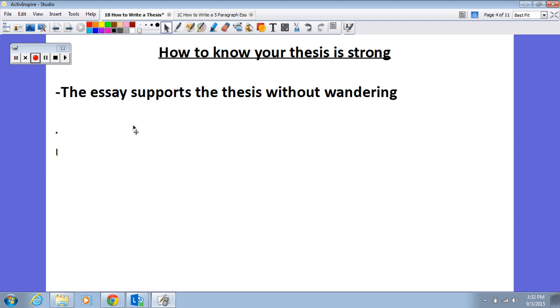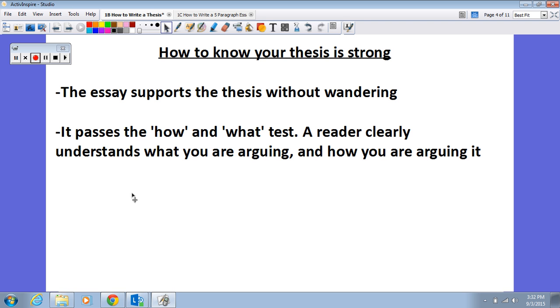How do you know your thesis is strong? Your essay is going to support your thesis without wandering. So when you're done writing, your essay literally follows exactly what your thesis looks like. It passes a how and what test. A reader clearly understands what you are arguing and how you are arguing it. So in our LeBron James example, if I wrote out a good thesis with that, a reader would understand that I'm arguing LeBron James is the greatest basketball player of all time, and then they would know just from my thesis statement exactly which points I'm going to use to make that argument. If you were using Michael Jordan, you'd probably roll with the whole championships thing. Okay?